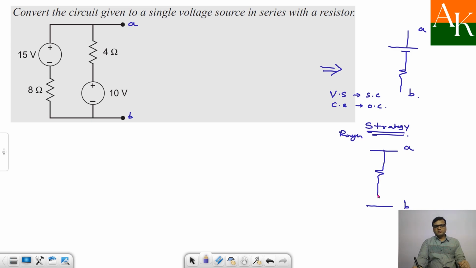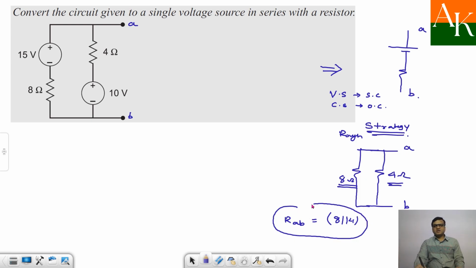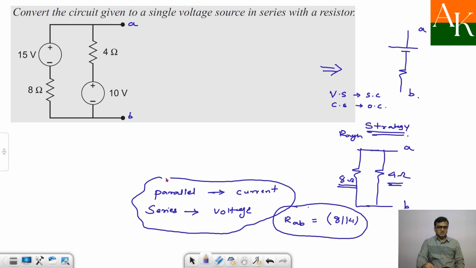So what will happen? The 4 ohm will be there as it is, the 10 volt will go, and here you will have the 8 ohm resistor. Now if you see this, across A and B, 8 and 4 are connected in parallel. So remember, when you have a parallel combination of resistances, you will prefer current sources over there. And if there is a series connection of resistance, then you require voltage sources. Remember this, and you can easily solve any numerical on source transformation.